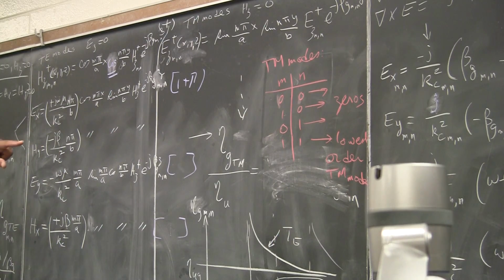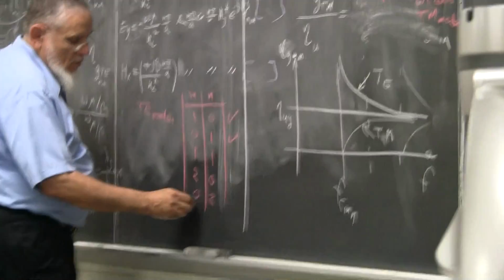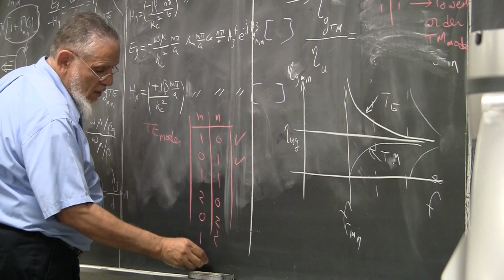For the TE, it's a different story. For the TE modes, we said 0, 0 is not acceptable anyway, so we'll start with 1, 0. M, N, you can have 1, 0, you can have 0, 1. What can exist? Next would be 1, 1, or 2, 0, or 0, 2, or 1, 2, or 2, 1.